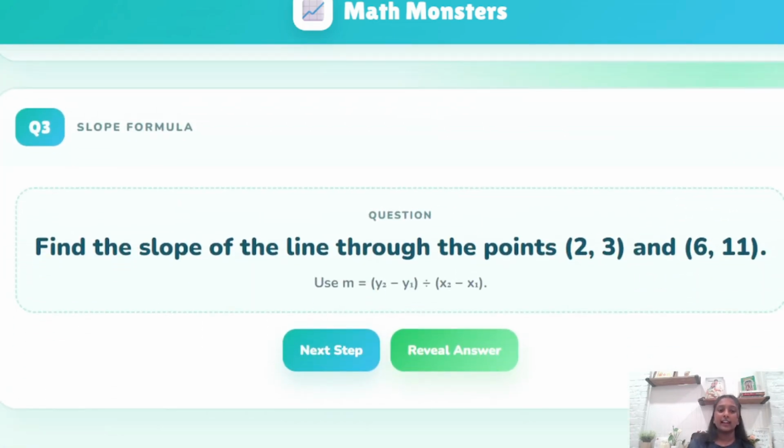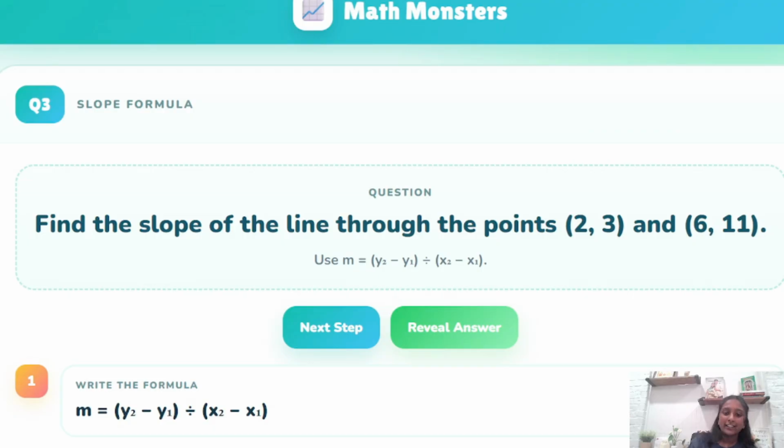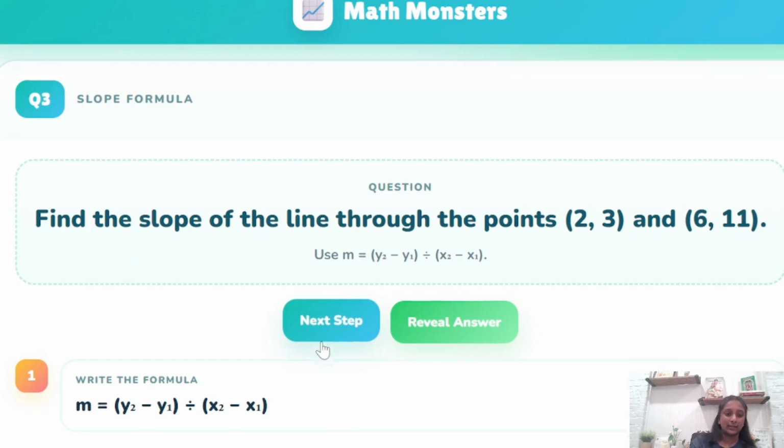Our third question today is going to be using the slope formula, and instead of directions going up and down, left or right, here they've given that the slope of the line passes through the points (2, 3) and (6, 11). So here we want to use the slope formula, which is m equals y2 minus y1 over x2 minus x1. So we're basically finding the differences between the y coordinates and dividing that by the differences in the x coordinates.